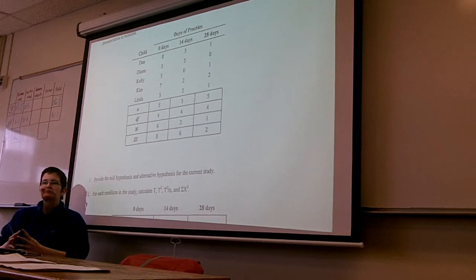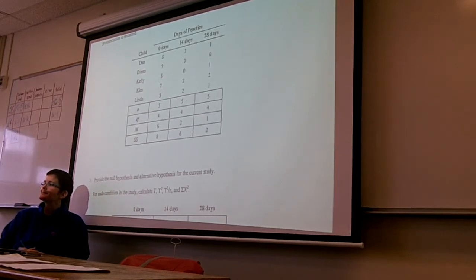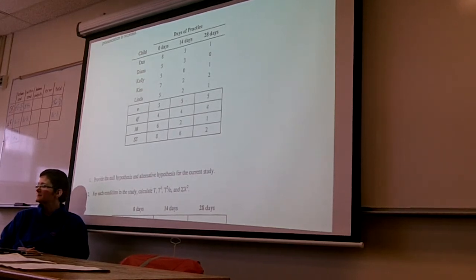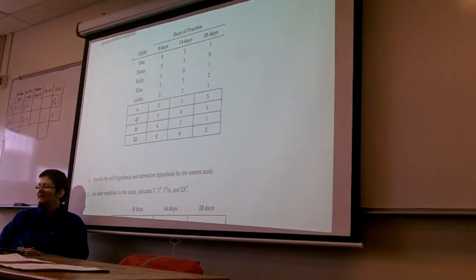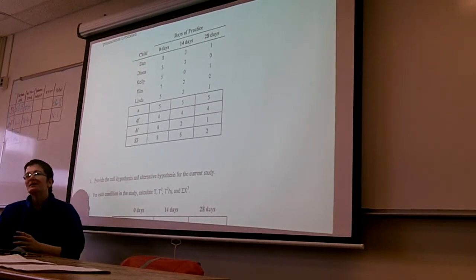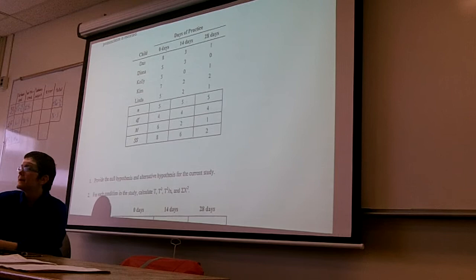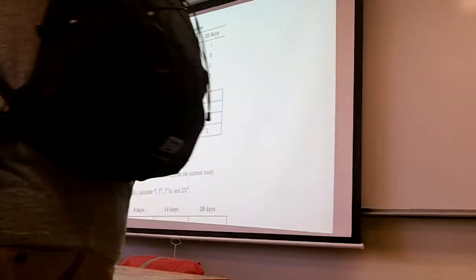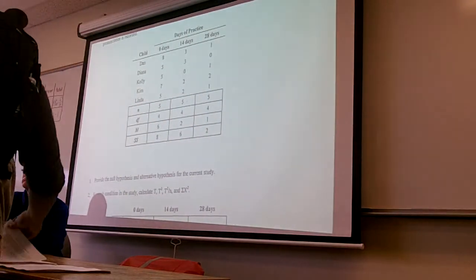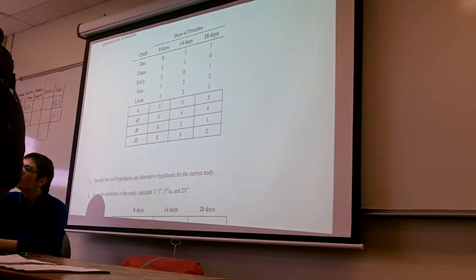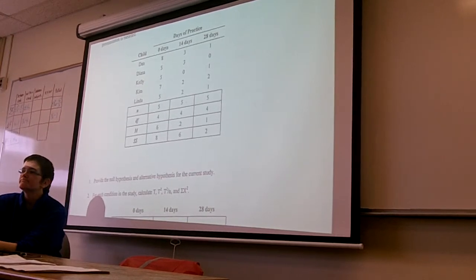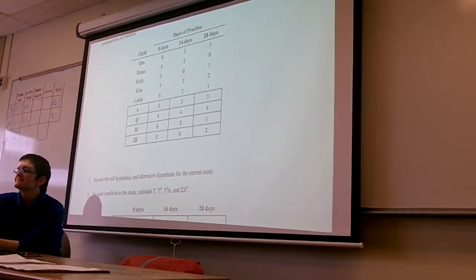I'm waiting. Null hypothesis. Okay, there will be no significant difference in the number of errors children make for reading aloud at 0 days, 14 days, or 28 days. There you go. Fantastic. There will be no difference in the number of errors made by children who have been practicing reading out loud for 0 days, 14 days, or 28 days. Right on. Now, what about the alternative hypothesis?